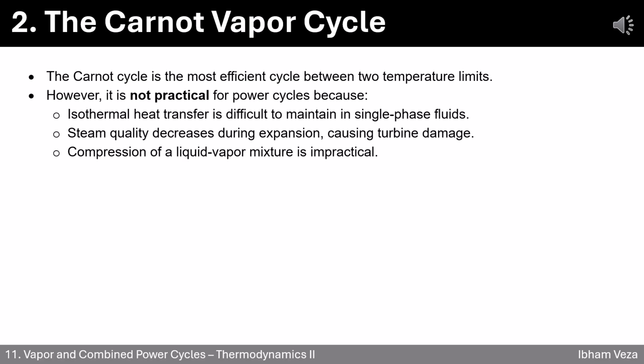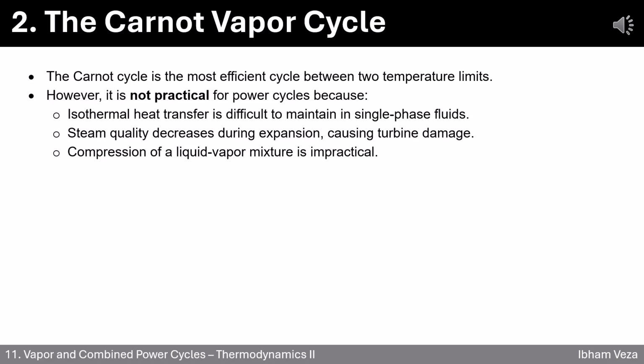2. The Carnot vapor cycle. Now, let's talk about the Carnot vapor cycle. On paper, the Carnot cycle is perfect. It's the most efficient cycle between two temperature limits, meaning it gets the maximum possible work out of a heat source. But here's the catch: it's not practical for real power plants.